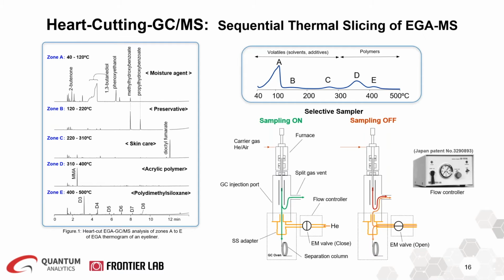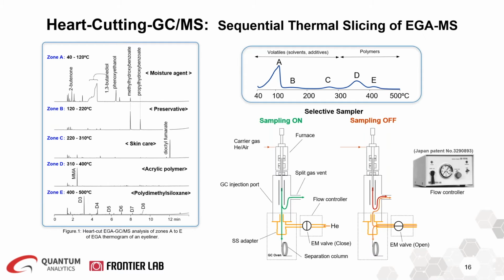On the right-hand side, you can see the EGA thermogram of an eyeliner that can be sliced into 5 zones, zone A to E. The hard cutting technique allows us to program the pyrolyzer furnace into 5 temperature zones and obtain separate GCMS chromatograms to identify the components in each zone. So the analysis of each thermal zone yields a chromatogram containing only those compounds evolving from the sample in the selected zone. The figure on the left shows each zone and their corresponding identified components.